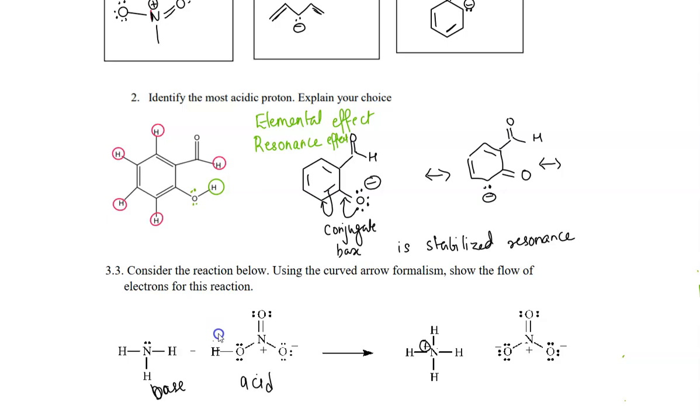The arrow formalism is always from an electron-rich to an electron-poor site. So the nitrogen atom here with a pair of electrons is the one that's going to accept the proton, and simultaneously this pair of electrons is going to go on the oxygen atom, and that's what results in this conjugate acid and conjugate base.